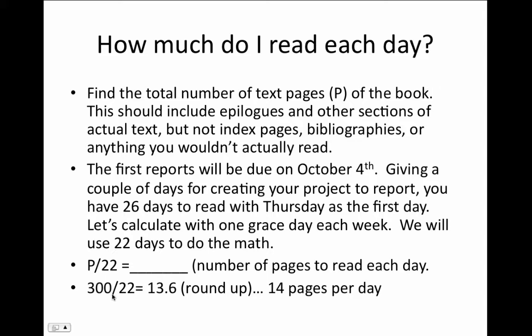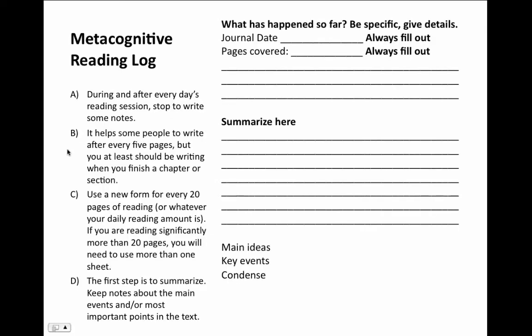So here's an example. Pretend I had a 300-page book. I divide by 22. That means I have 13.6 pages of reading per day. I'm going to round up, so I'm going to say 14 pages. And by the way, this is just a rough number. I probably will go ahead and read whole sections or whole chapters if they come close to the 14 to 20 pages. Okay? So now I'm going to get out this form called Metacognitive Reading Log.